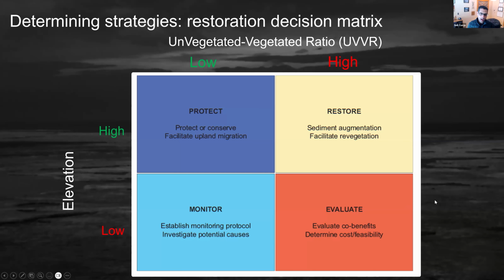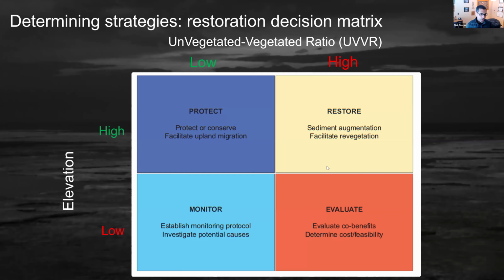But the idea is if you had this map of marsh units and you have these metrics mapped, is there a way to distill that even further? So one of the first things we realized is that we have lots of marshes that are all over this parameter space. There's some that are high in elevation, but also high in UVVR. There's some that are low in elevation, but low in UVVR. So what does that mean?